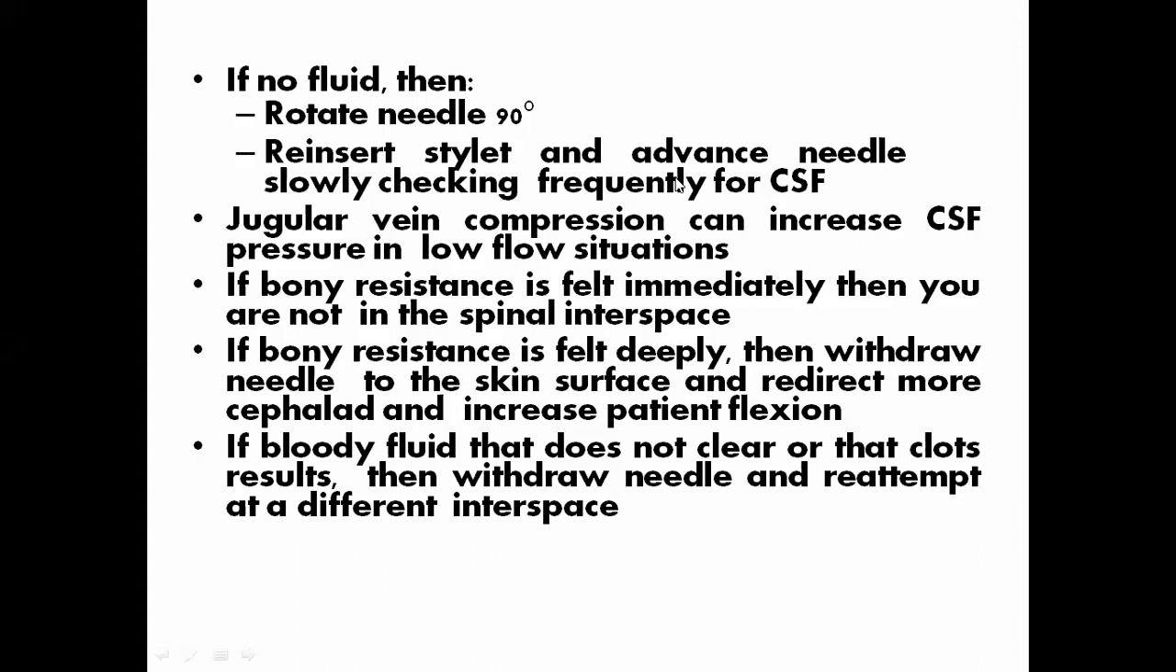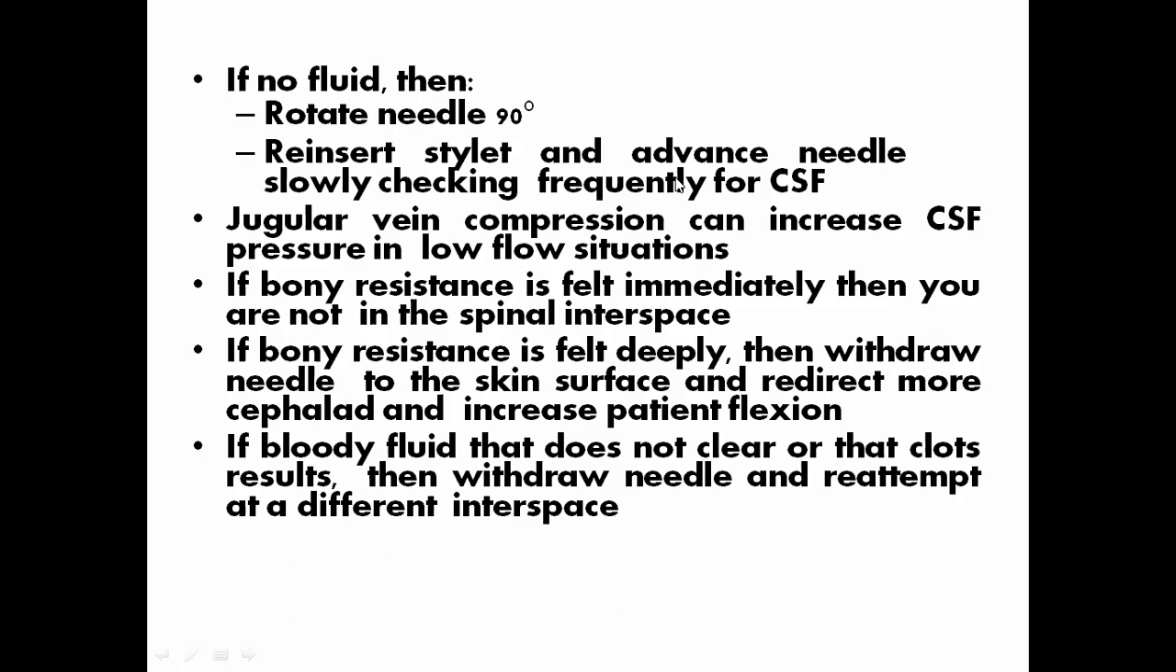After this, you will feel a little resistance, which indicates that your needle is in the interspace. Now you remove the stylet, and you will see some fluid, which confirms that your needle is in the subarachnoid space. If you don't find any fluid, then you have to rotate the needle 90 degrees.